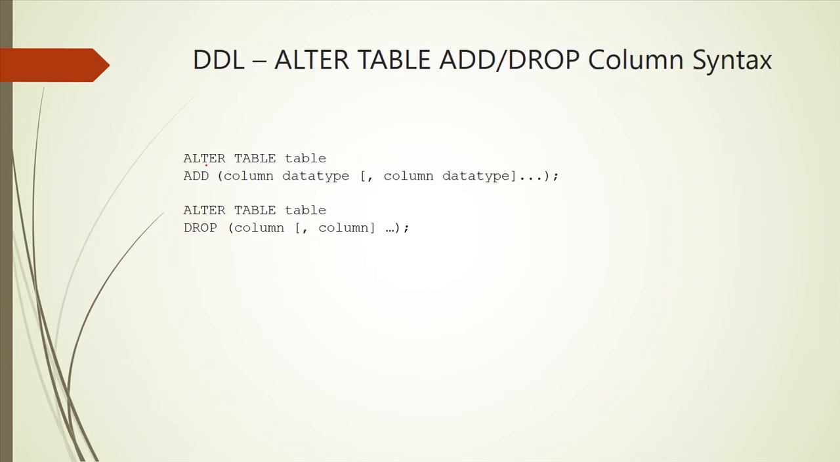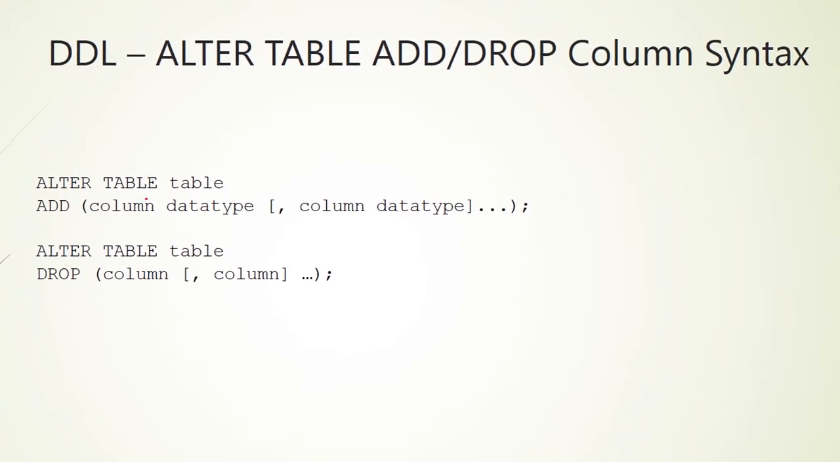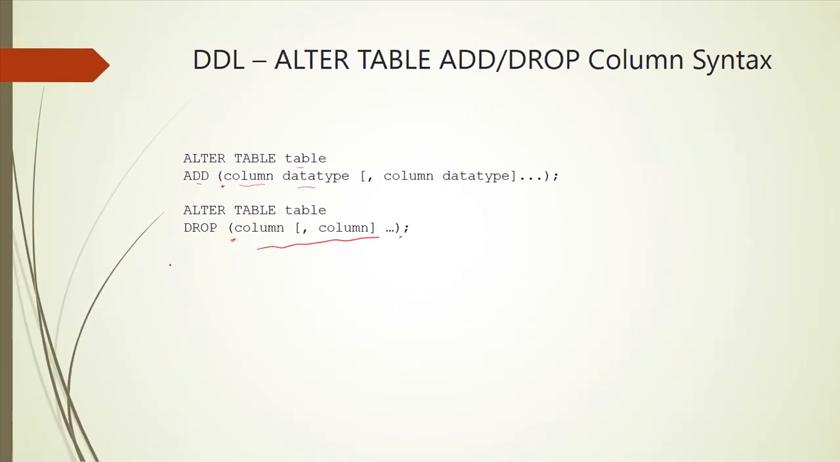To add a new column to an existing table, we can use this alter table statement syntax: alter table, table name, add, and then open braces, and specify the new column here and the data type, comma, column, data type, and so on. Alter table add can be used to add multiple columns at the same time to an existing table. To drop a column from a table, you can use this syntax: alter table, table name, drop, and between braces you can specify the columns that you want to drop.